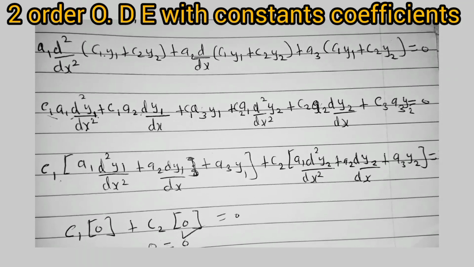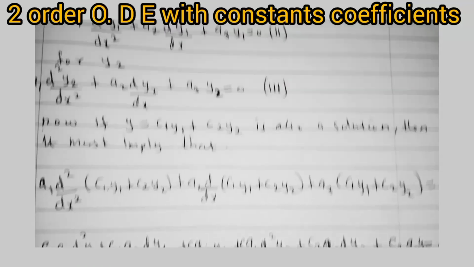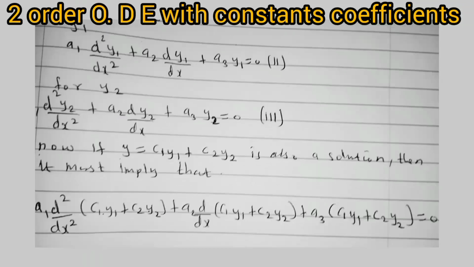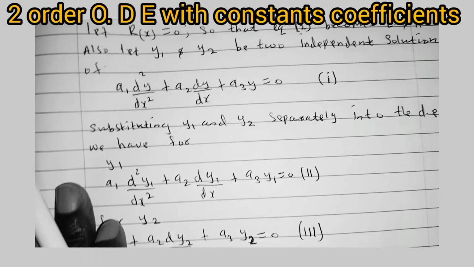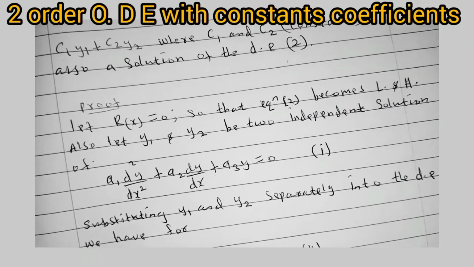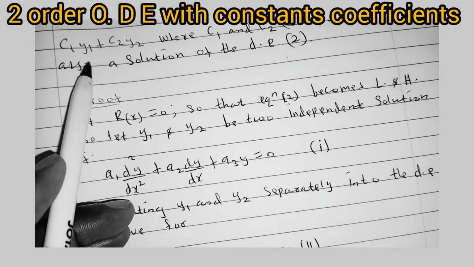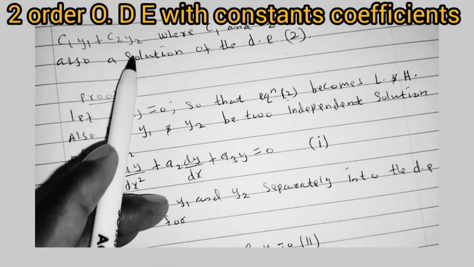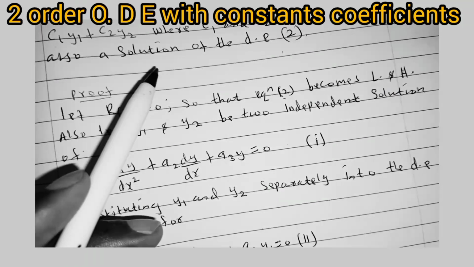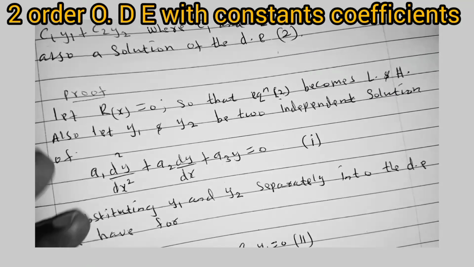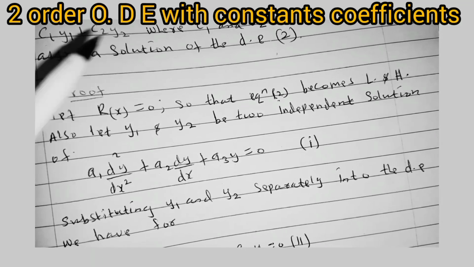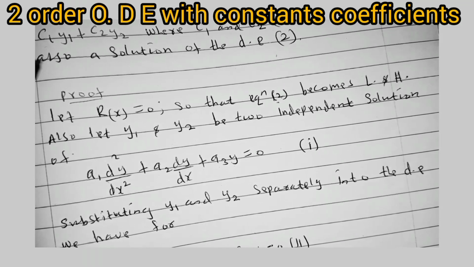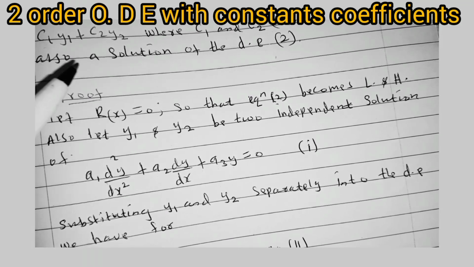This means it is true that any linear combination c1 y1 + c2 y2 is also a solution of the differential equation, provided y1 and y2 are independent and provided c1 and c2 are constants.